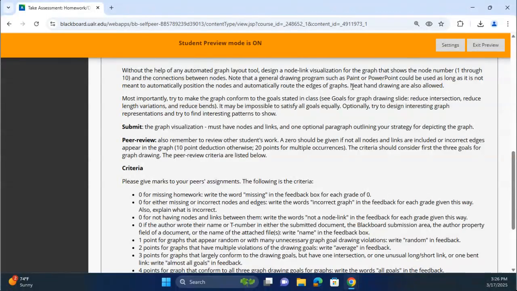And like I said, there are 2 ways you can do it. Neat handwriting is fine, and a general drawing program is also fine for this one. My handwriting is really bad, so I usually go with the computer. Plus, if I mess something up, I can always fix stuff and move it around. Okay, so that's kind of what we're looking for.